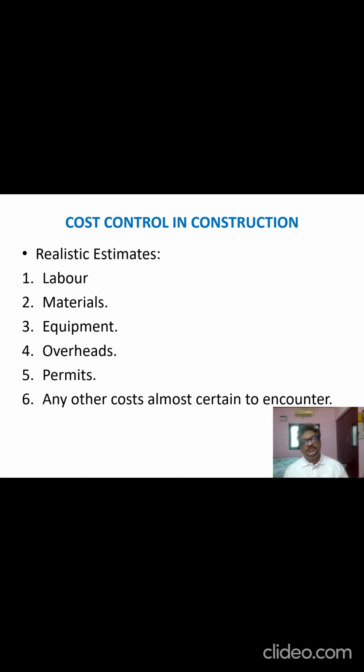The estimates and budget should include all resources like labor, materials, equipment, plant and machinery, overheads, permits, and any other cost almost certain to be encountered during the construction stages. All those costs have to be incorporated in the budget for arriving at the total cost of the project.